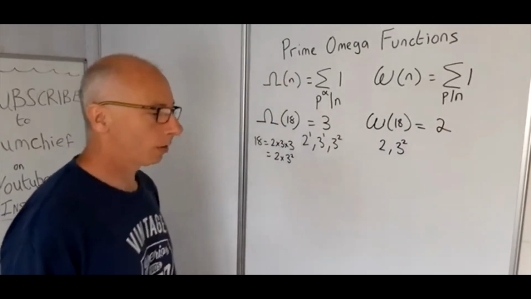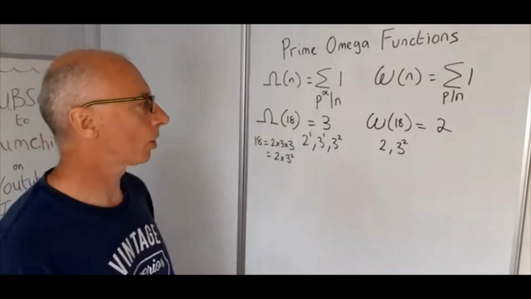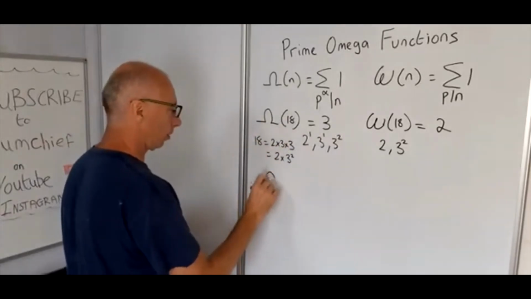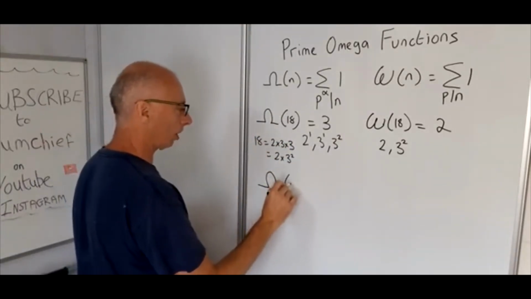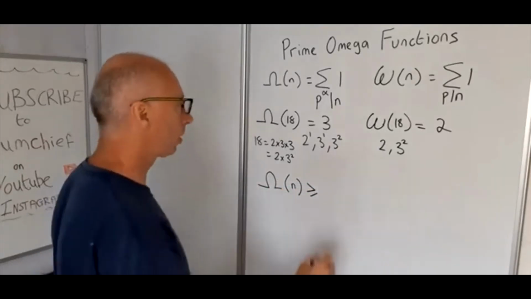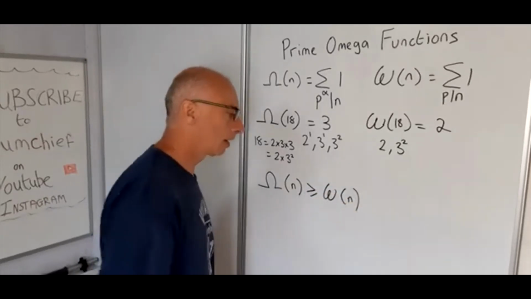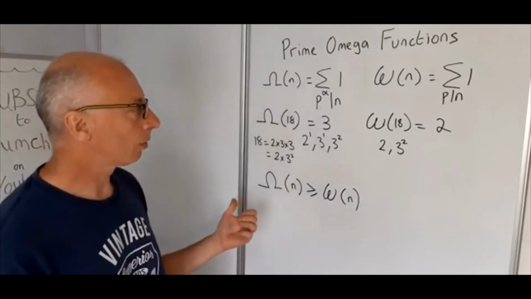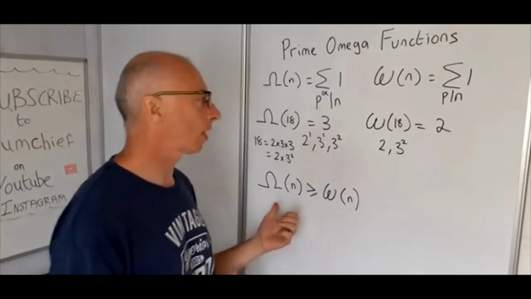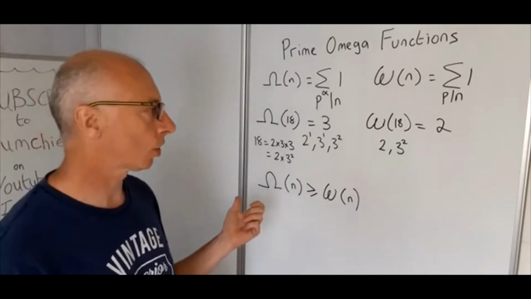Okay, so that leads us on now to an identity for these two omega functions. What we can say is that the capital or uppercase version of n is always larger or equal to the lowercase version of n. That's one identity that comes up in the prime omega functions calculations, and its relationship with other functions as well, including the mobius function.